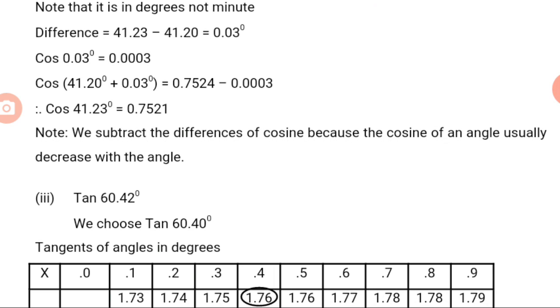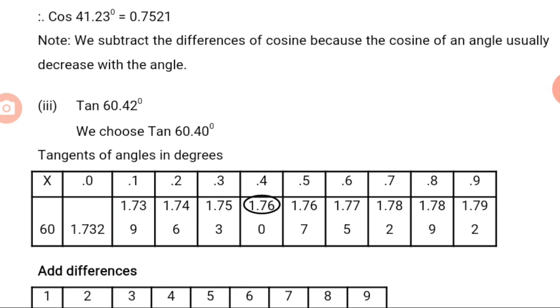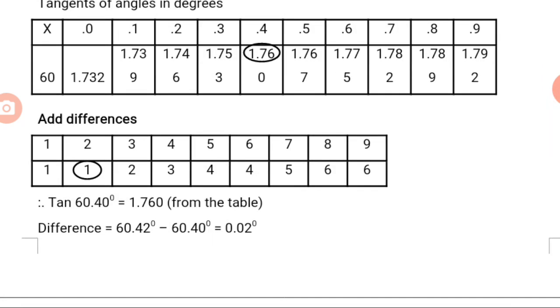Now let us look at tan 60.42 degrees. Now, we choose the one that is closest to this angle. Now we choose tan 60.40 degrees. Are we together? So we now look at tangent of angles in degrees. When we look at tangent of angle, we look at tan 60 under 4. Tan 60 under 4 will give us 1.760. Are we together? That is from the table.